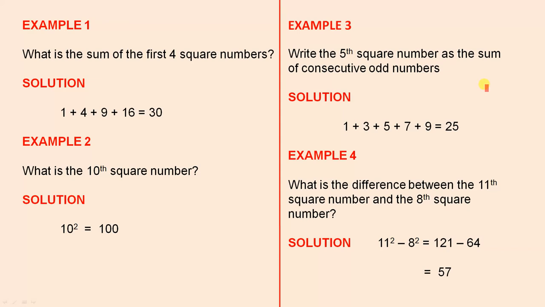Example 3. Write the 5th square number as the sum of consecutive odd numbers. So the 5th square number is 1 plus 3 plus 5 plus 7 plus 9. And that gives us 25. Example 4. What is the difference between the 11th square number and the 8th square number? That's 11 squared minus 8 squared, which is 121 minus 64, and that gives us 57.